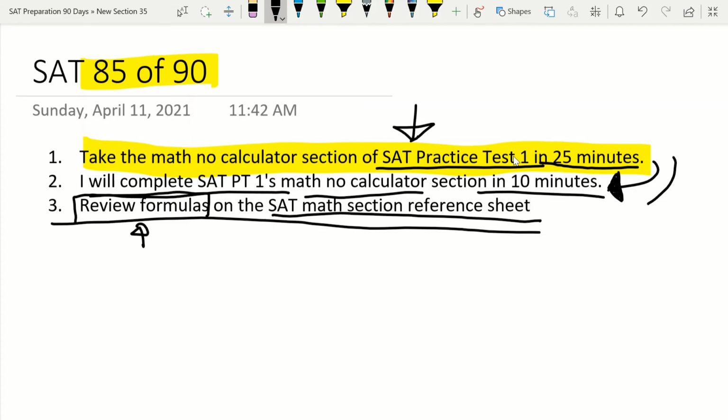All right, your time is now up for the math no calculator section of SAT practice test 1. At this point, I will go through and play the video where I go through practice test 1's math no calculator section in 10 minutes. Pay attention to how I'm getting to my answer efficiently. Pay attention to the tips and tricks and strategies that I use for each question.